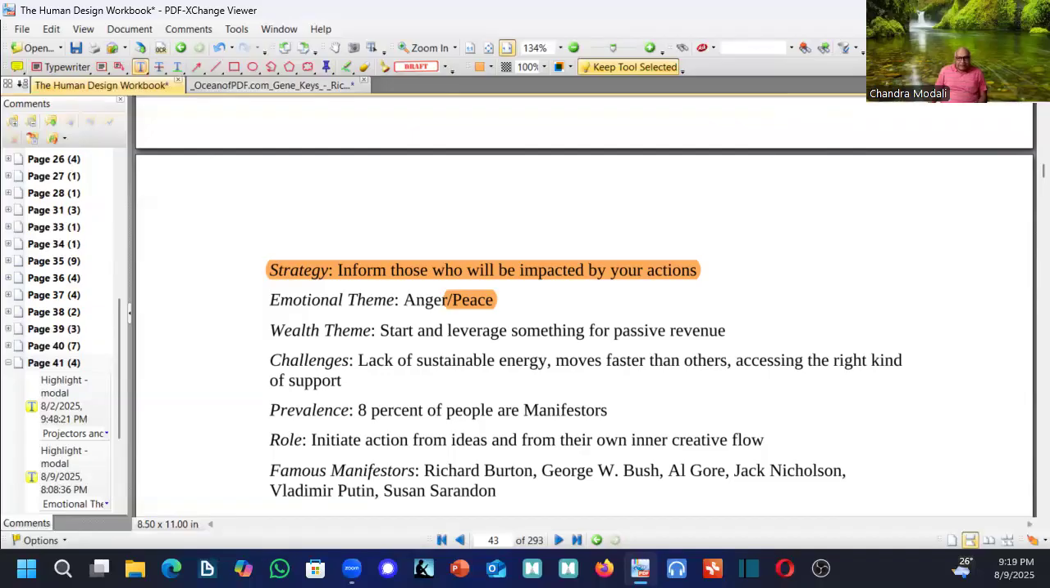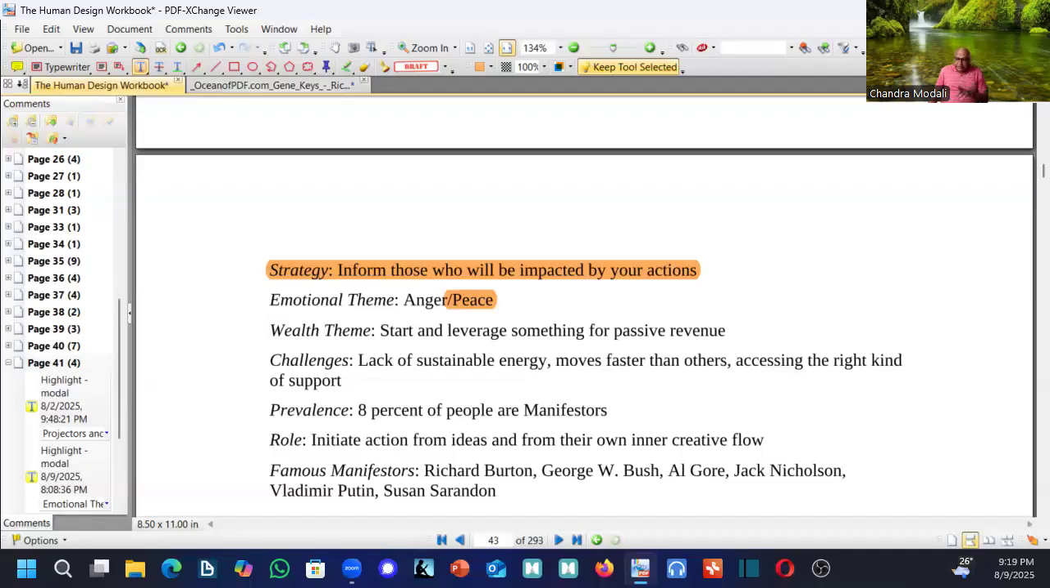Correct. Right. So challenges: lack of sustainable energy, moves faster than others, accessing the right kind of support. Okay. So these are the challenges that he has. Prevalence: 8% of the people are manifestors. This is a guideline, but in the universe, the census is telling us that 8% of the people are in this category. Role: initiate action from ideas and from their own inner creative flow.